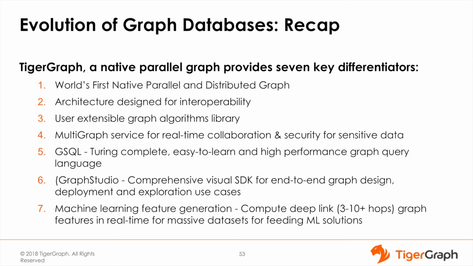TigerGraph, a native parallel graph, provides 7 key differentiators. It is the world's first native parallel graph. Its architecture is designed for interoperability. It has a user-extensible graph algorithms library. It allows for multi-graph service, and it has its own graph query language, GSQL, which is Turing complete and easy to learn. It has GraphStudio, a comprehensive visual software development kit for end-to-end graph design, deployment, and exploration use cases. It allows for machine learning feature generation.